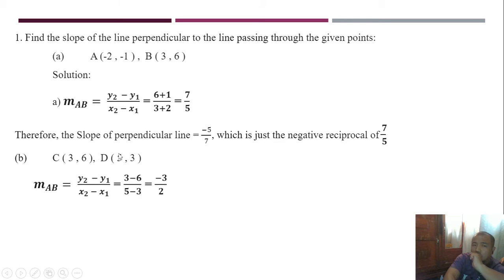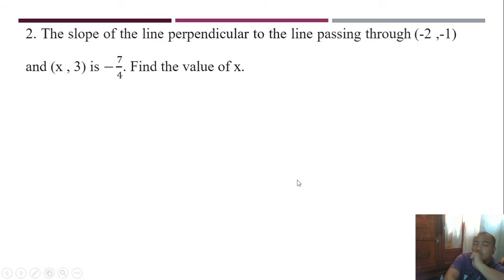Ganun din yung question for letter B. What is the slope of CD? CD dapat ito. Okay, (3 minus 6) over (5 minus 3), negative 3 over 2. Negative 3 halves. So the slope of the perpendicular line is 2/3, the negative reciprocal of negative 3 halves.